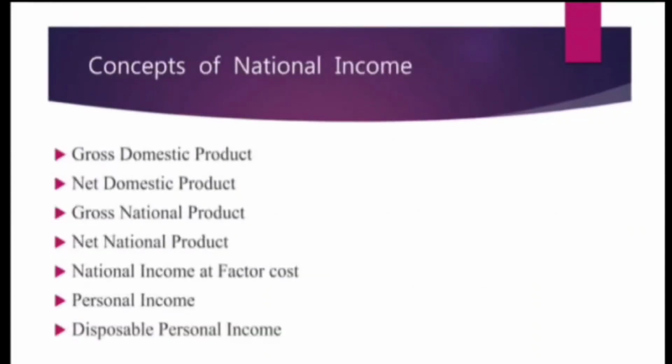The next one is the concept of national income. There are various concepts used in national income. The first one is gross domestic product, shortly known as GDP. It is a key concept in national income. Gross domestic product is the total market value at current prices of all final goods and services produced within a year by the factors of production located within a country.